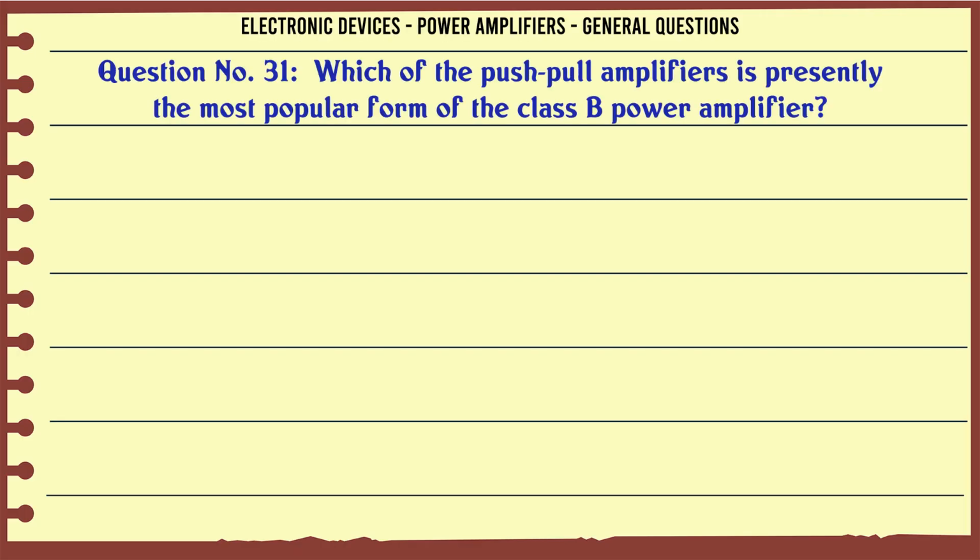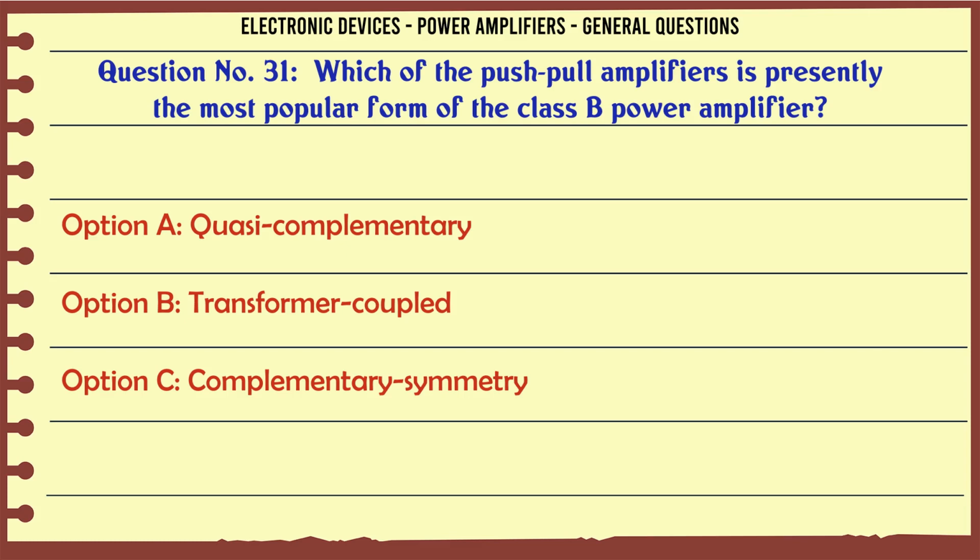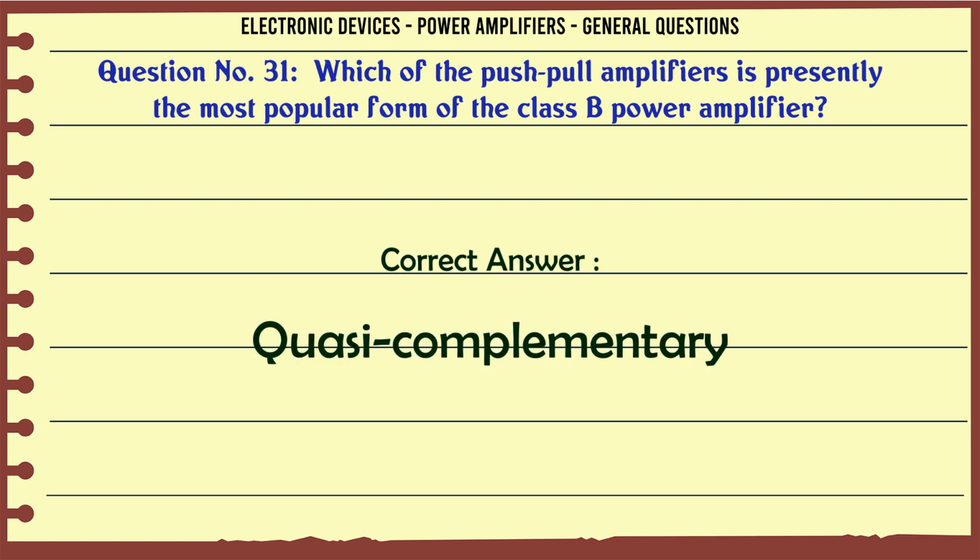Which of the push-pull amplifiers is presently the most popular form of the Class B power amplifier? A: quasi-complementary, B: transformer coupled, C: complementary-symmetry, D: none of the above. The correct answer is quasi-complementary.